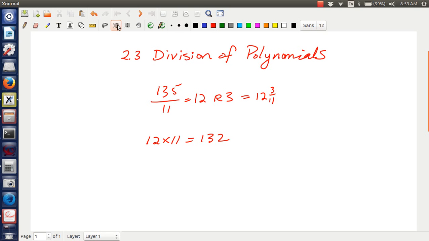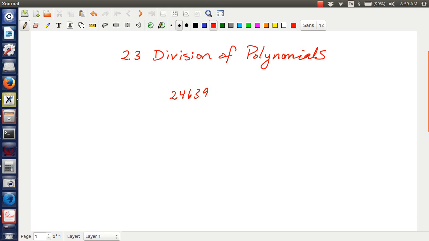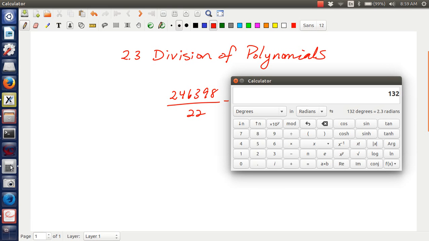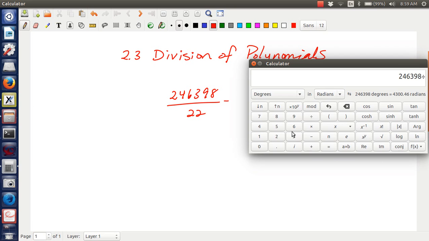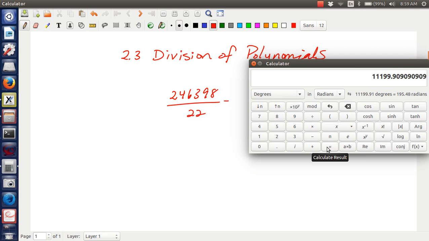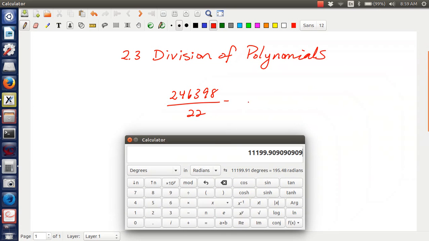Now what's going to happen is we're going to do the same thing with polynomials. Here, let me just give you one more quick example with numbers. We have 246398 divided by 22 is equal to what? Again, I'm going to just figure it out using the calculator because it's faster. 246398 divided by 22, 11199.